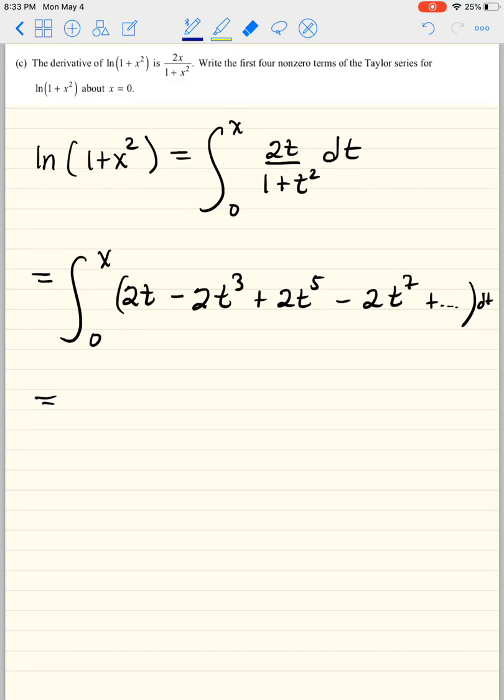So part C says the derivative of the natural log of 1 plus x squared is 2x over 1 plus x squared. That's the function that we just found. It says write the first four non-zero terms only for ln of 1 plus x squared. Now, this is the great thing about stuff like this. I wrote it like this because we're going to integrate, and it's silly to integrate with 2x over 1 plus x squared. We're going to exchange those variables for t. That way, when we're done integrating it, we'll substitute the x, and then, of course, with the 0, it'll just cancel out. So this guy here is basically what we just found.